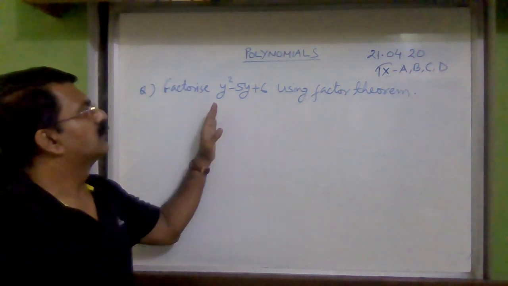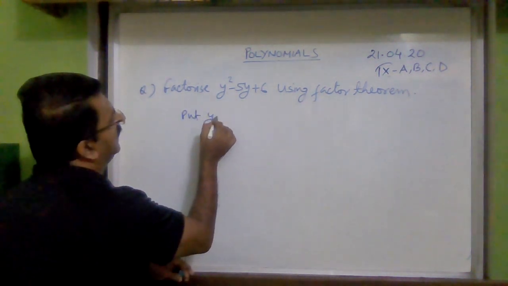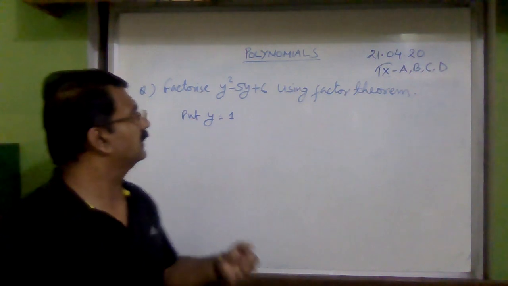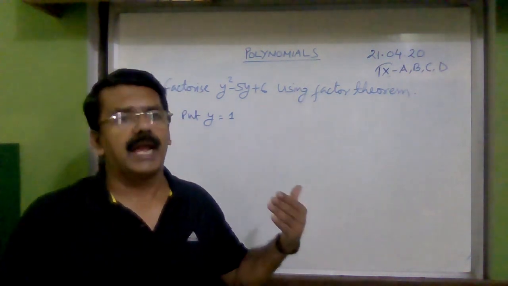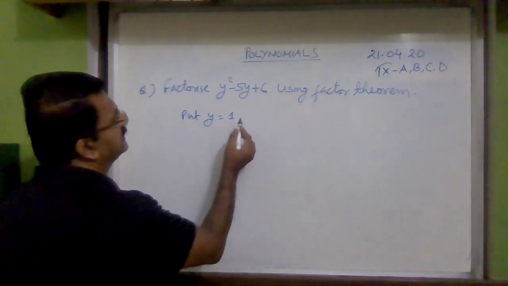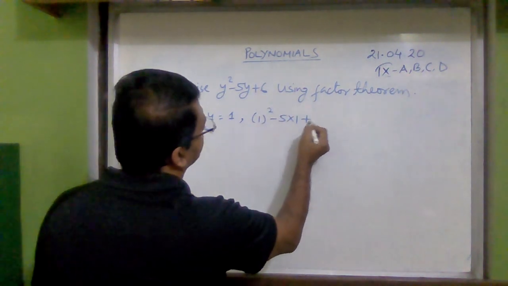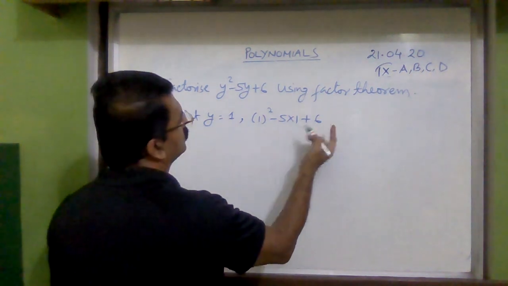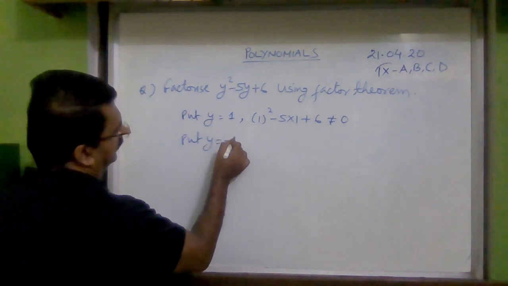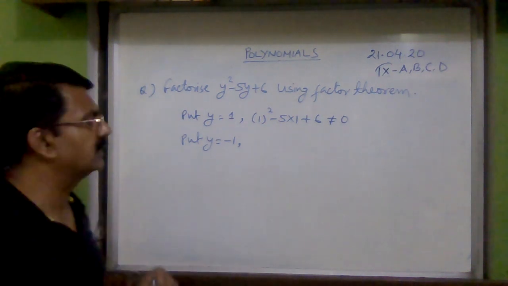So what we do, first of all, you have to put y is equal to 1 in the given expression. Then after putting 1, then we will put minus 1, then we will put 2, we will put minus 2, and we have to see when we get a 0. So when you put y is equal to 1, so 1 square minus 5 into 1 plus 6. 1 plus 6, 7 minus 5 is 2, so it is not equal to 0. Now you put y is equal to minus 1. This is called hit and trial method. You have to put 1, minus 1, 2, minus 2 and so on.